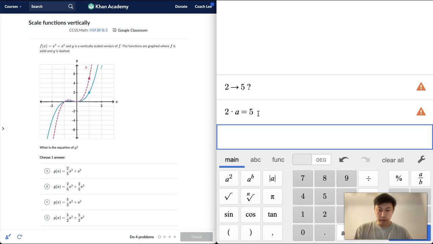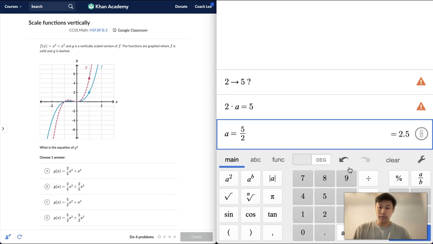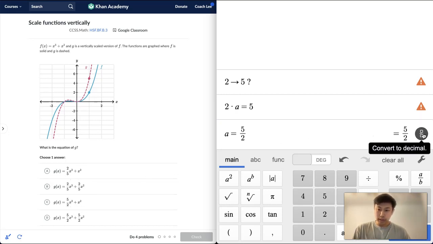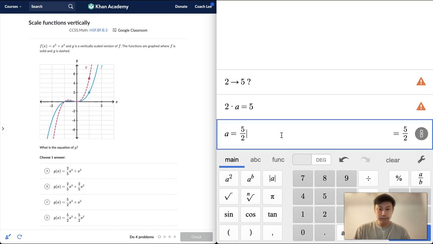2 times some number equals 5. Some of you can do it in your head, obviously, but divide both sides by 2. Your a value is going to be 5 over 2, which is the same thing as 2.5 if you want to use that, but we'll use the fraction version because I'm already glancing at the multiple choice on Khan Academy. They do have the 5/2 version right here. So we'll just stick with 5/2, but it's the same as 2.5.